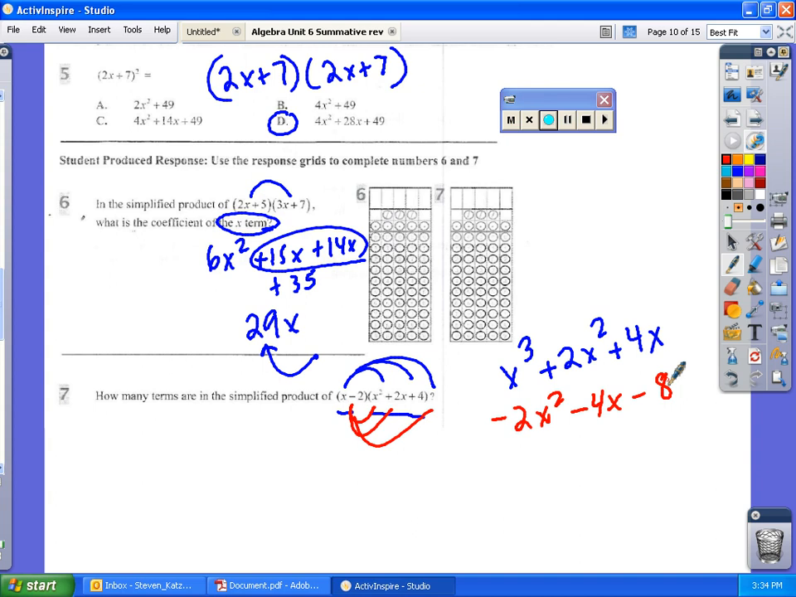And then when I combine things, positive 4x and negative 4x cancel out. Positive 2x squared and negative 2x squared cancel out. I'm left with x to the third minus 8, and there are 2 terms. So it says how many terms? The answer would be 2.